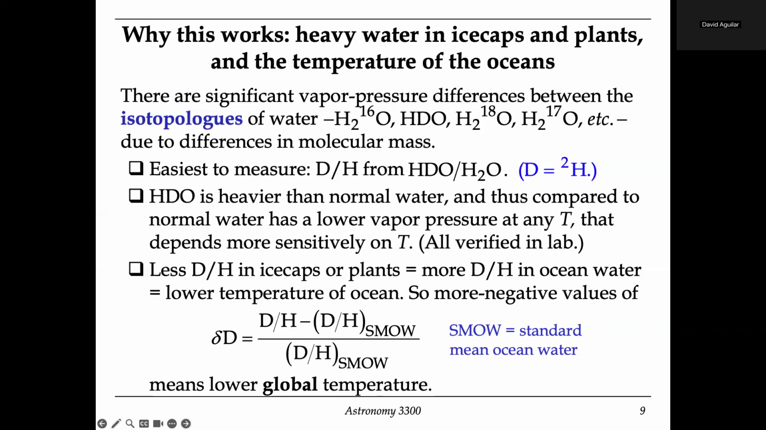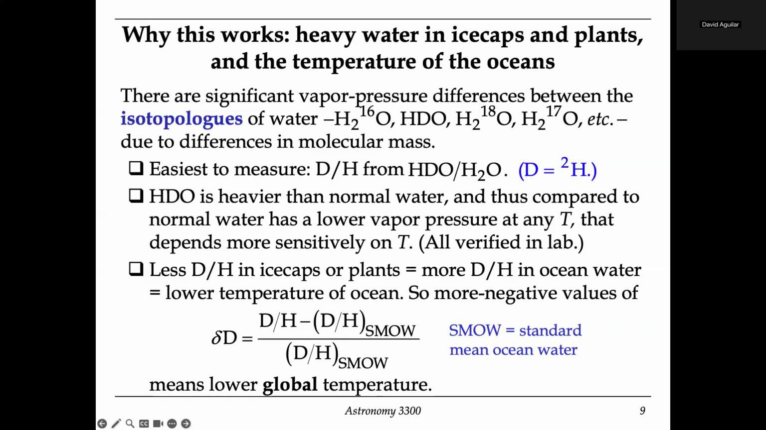There's more D to H in water. That means the ice cap is bigger. It's freezing all the ice. Yeah, so let's remember, let's break this down, right? There's two things happening. Right?